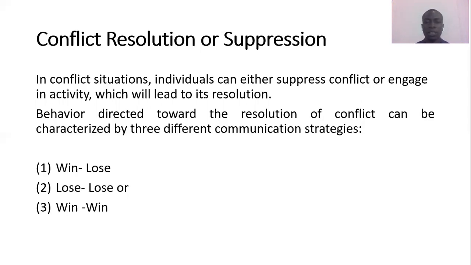So in conflict resolution, there are three aspects. Win-lose: one is going to win, the other one is going to lose. Then lose-lose. The last one is win-win, where they can all win. So in conflict situations, conflict is either suppressed or people engage in activities that will lead to resolution, which will lead to solving of problems. Behavior directed towards the resolution of conflict can be characterized by three strategies: win-lose, where one wins and the other loses; lose-lose; or win-win.